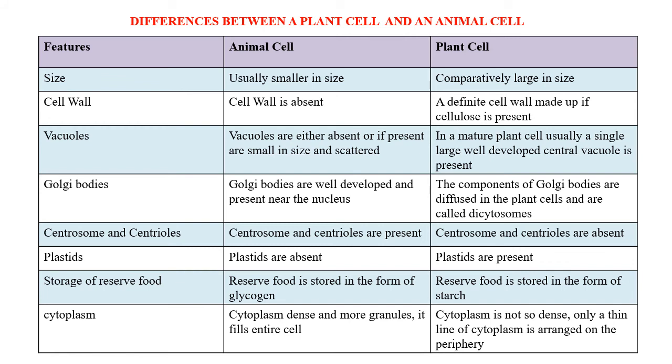Cytoplasm. In animal cell, cytoplasm is dense and has more granules. It fills the entire cell. In plant cell, cytoplasm is not so dense. Only a thin line of cytoplasm is arranged on the periphery.